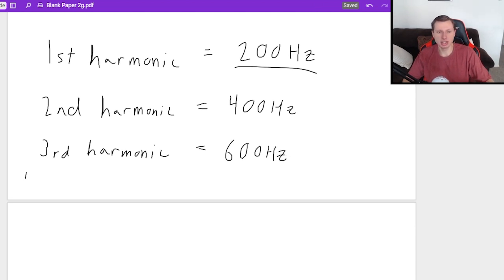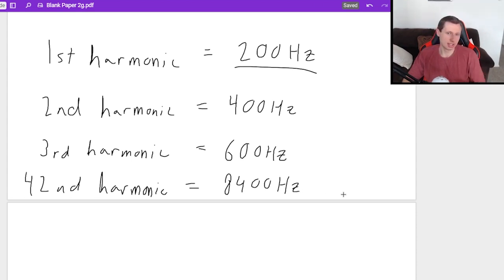If I want to find the 42nd harmonic, I can do that very easily. I just multiply 42 by 200, and you'd get 8400 hertz. It's that easy. And this is true for every case: both ends open, both ends closed, and one end open, one end closed. It's true for all of them.